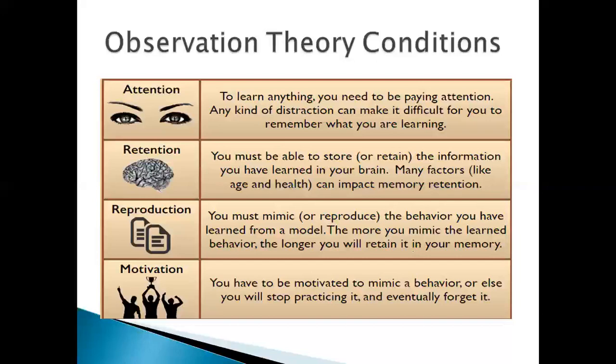You memorize it. Memorizing differs in that in children it is very easy to memorize things, and in adults it is difficult. So it depends on age, health, and everything. So first we pay attention, then you memorize it and retain it. Then after memorizing and retaining it, you have to reproduce it.